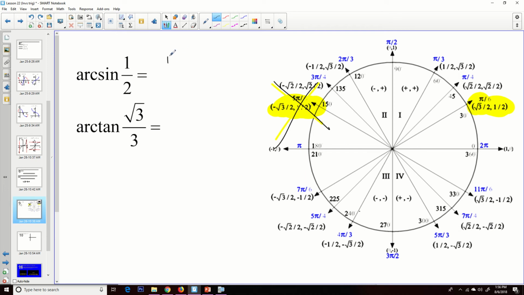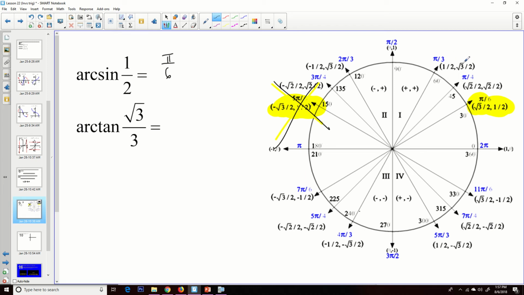It's going to be pi over 6. Now, arctangent, square root of 3 over 3. Well, square root of 3 over 3 is not on the unit circle. But remember, arctangent is the ratio of sine over cosine. So it's probably going to be one that has the square root of 3 over 2. So it's either going to be pi over 6 or pi over 3. We just have to decide which order it goes.